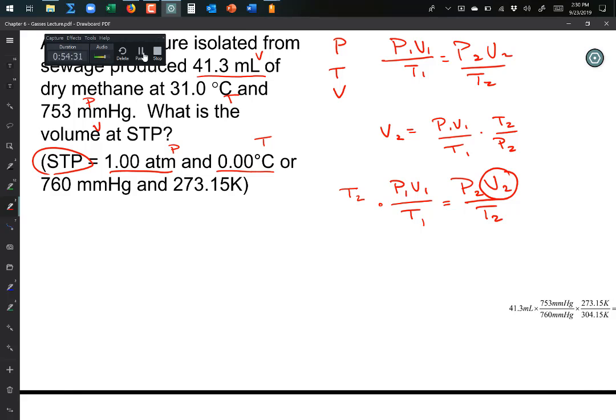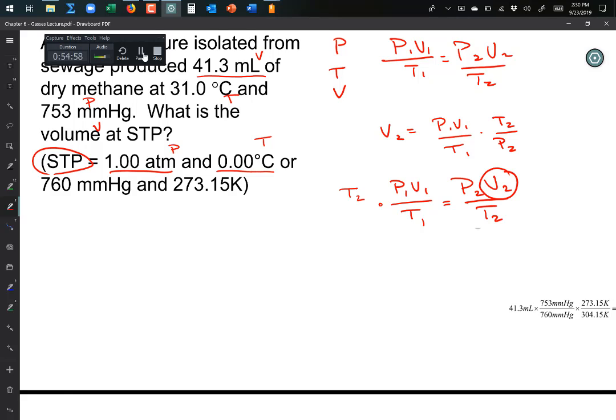Because I'm multiplying by T2 on both sides, right? So the long way to do it is this. But think about this: it's going to make your life so much easier if you can have this make sense to you, because you don't spend all that time writing and canceling stuff. That's the way math teachers want you to learn how to do it. Okay?